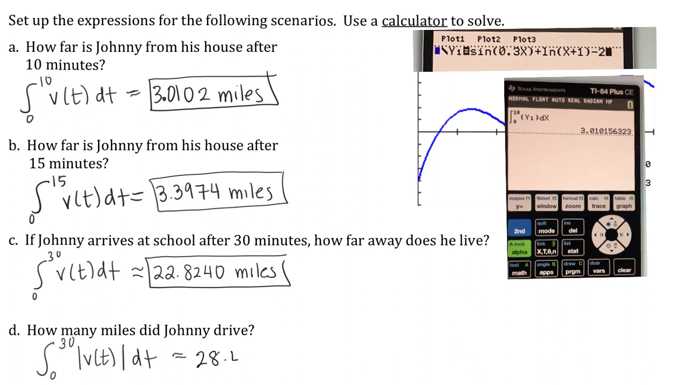Okay, so I get 28.4970 miles, which is reasonable because he was 22.8 something miles from school, but he didn't go straight to school the whole time, so a little bit of detouring added up to 28 point something miles.